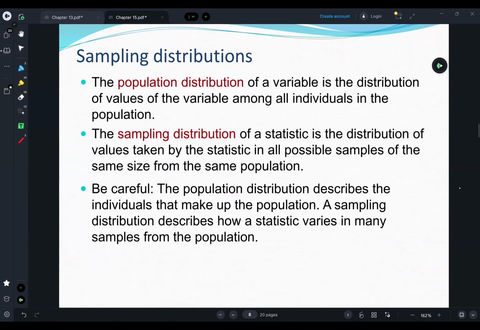So the population distribution, that's what we're used to seeing. That's just going to be of a single variable, just 1 x. But the sampling distribution is going to be the distribution of values taken by the statistic of all possible samples. In this case, it's all individuals. Here, it's all samples. And you can do it not just for the mean. You can get the sampling distribution for the median. You can get the sampling distribution for the standard deviation.